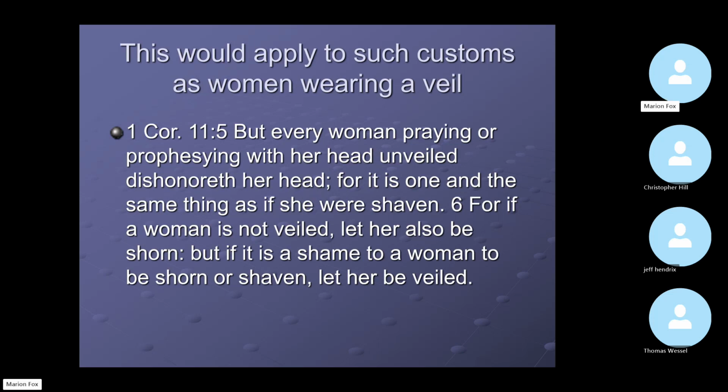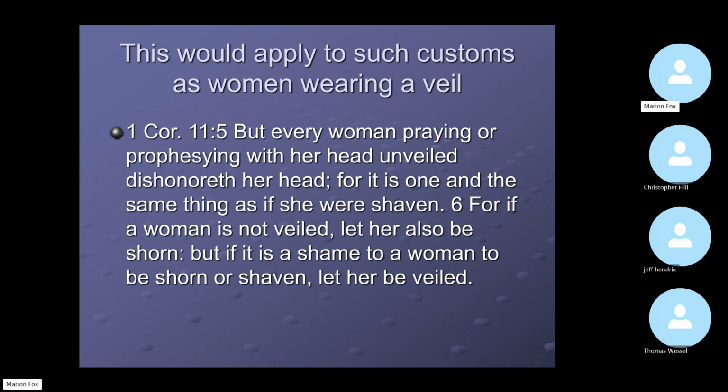But he says, but every woman praying or prophesying with her head unveiled dishonors her head, for it is one and the same as if she were shaven. For if a woman is not veiled, let her also be shorn. But if it's a shame for a woman to be shorn or shaven, let her be veiled. So if she's not to be veiled, then it's not a shame for a woman to be shorn or shaven.